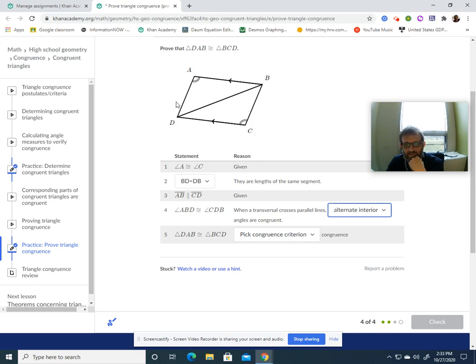What's the alternate interior? So now what we have is an angle, then another angle, and then a side. So they could do angle, angle, side, or side, angle, angle, depending on how they want to approach it. They chose angle, angle, side.